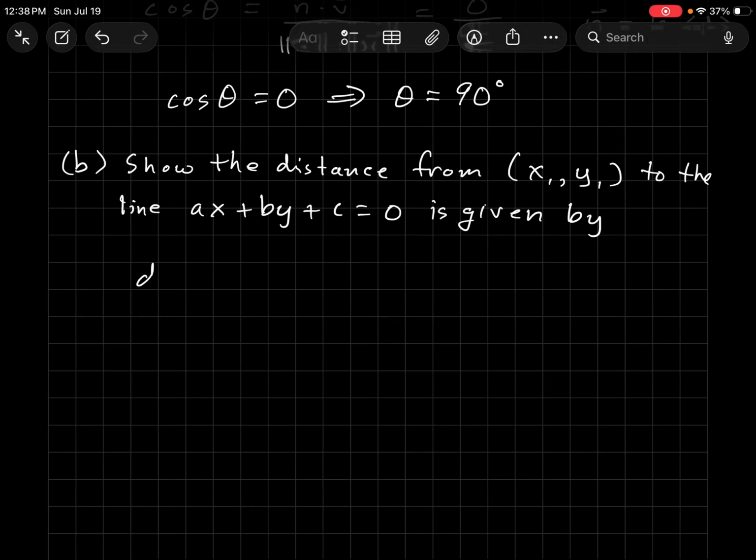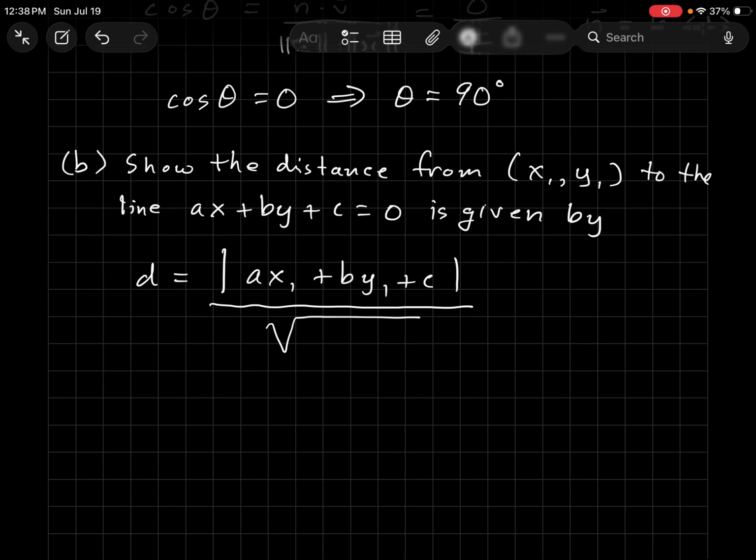The distance equals ax1 plus by1 plus c, absolute value, because it's a distance, we'll make sure we have the positive value, all over the square root of a squared plus b squared. So how can we show that this is true?